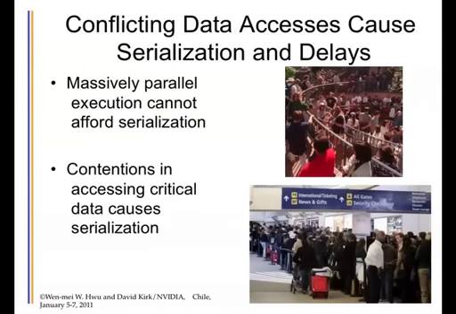A couple of things before we go into the technical details. Conflicting data access is a real problem all over. It's not just in computing per se. In any kind of massively parallel execution, you really cannot afford serialization. I'm showing two serialization pictures, and I think the bottom picture is pretty clear. This is security. Whenever you have a serializing choke point, especially those new machines that they're deploying in U.S. airports, you have this kind of line. And who knows where this picture was taken?